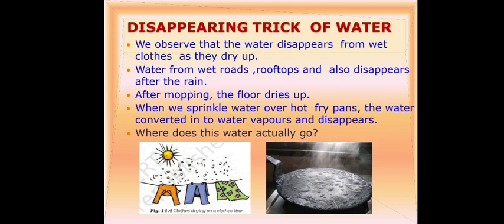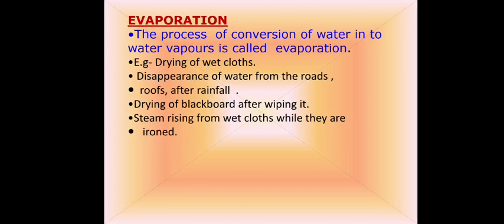Similarly, the water from wet roads, rooftops, the floor, and the mud also disappears after some time. Similarly, when we mop the floor, that is, when we wipe the floor with a wet cloth, after some time the floor gets dried up. All this happens because there is a process that takes place in nature. That process is called evaporation.